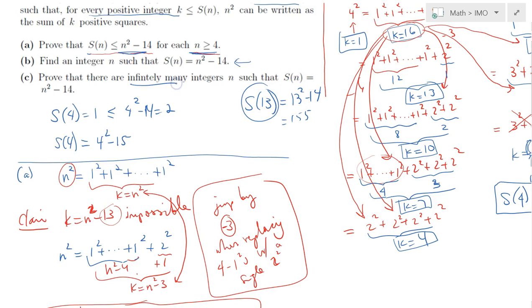So why infinitely many? Well, it turns out that if S of n works, then I claim S of 2n also works. I will show that this also works, because we already have an example. So if 13 works, then 26 also will work. 2 times 26, 52 will work. 2 times 52, 104 will work, and so on, right?